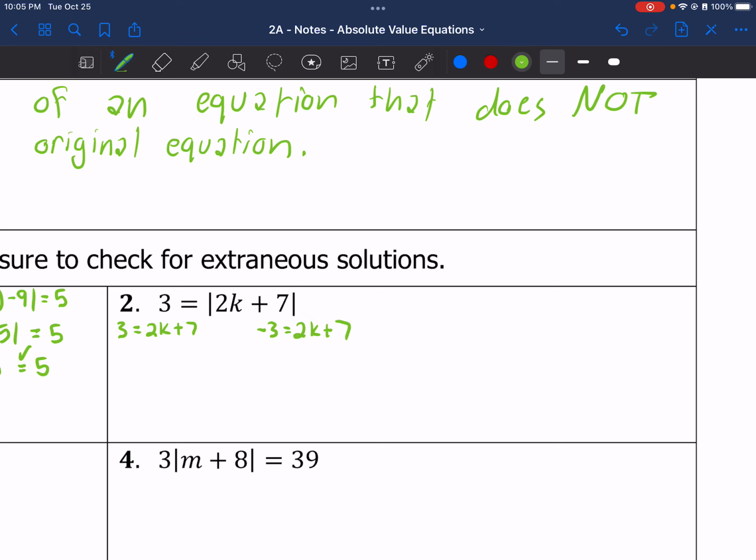Now we're going to solve for k. We're going to solve for a variable. We're going to subtract 7 on both sides, and we get 4 is equal to 2k. Now we're going to isolate our k, divide both sides by 2, and we get k is equal to 2.